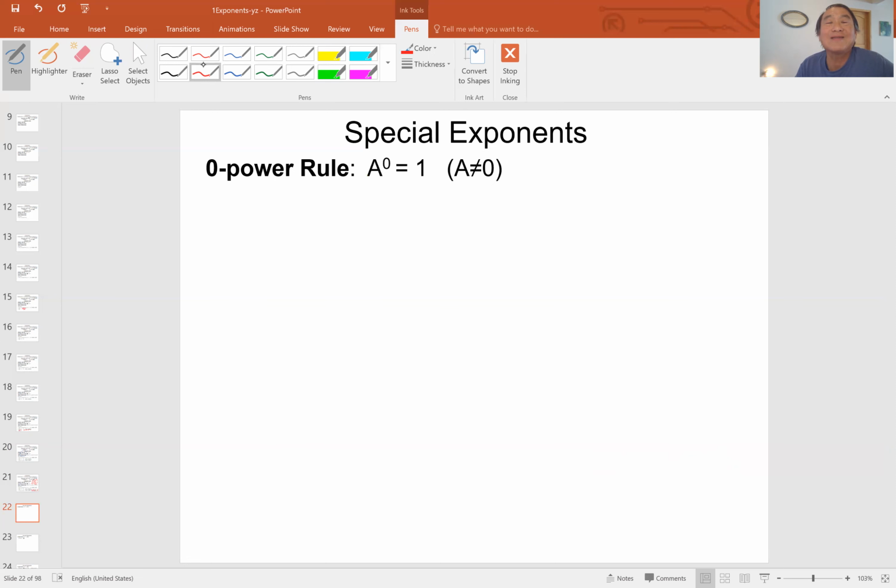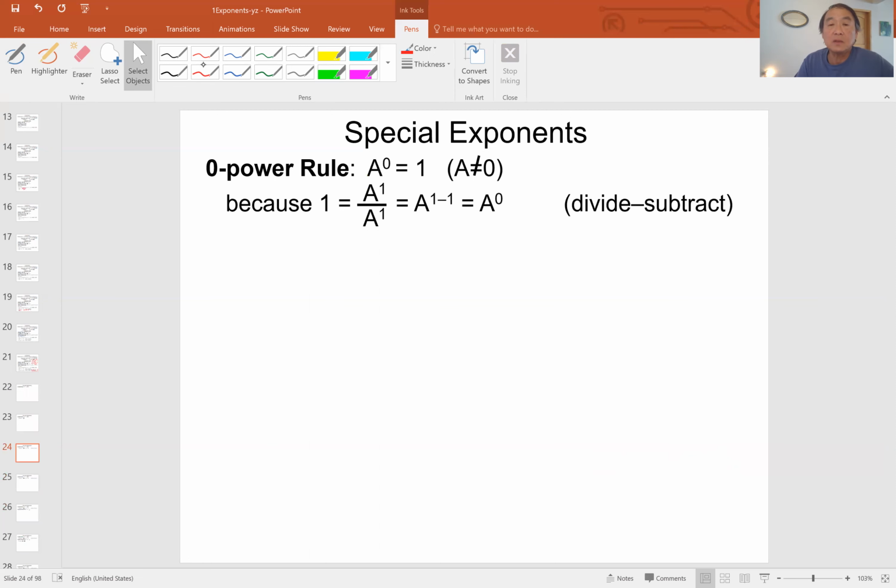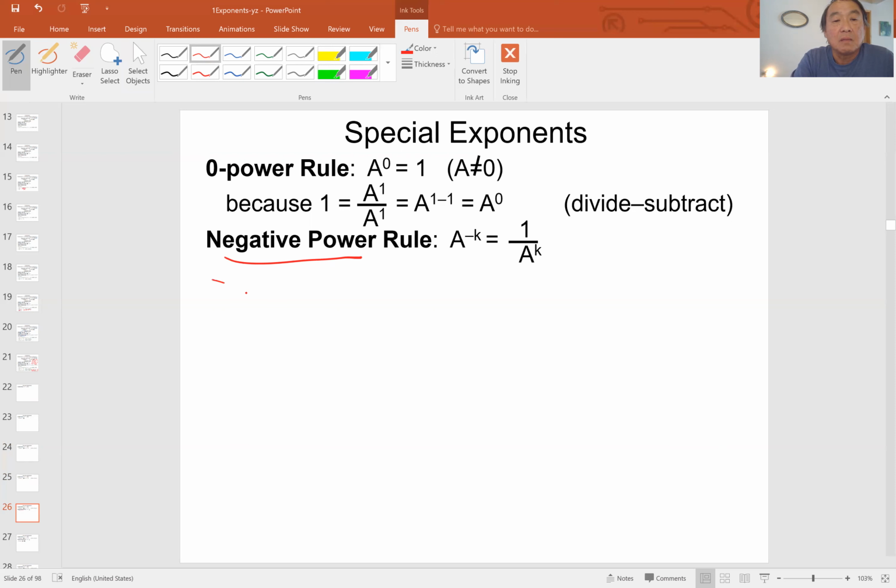How do we get a to the 0 power? We divide a by a, because that's 1. But on the other hand, when we divide a by a, we subtract the exponents, and now I'm going to get the exponent 0. So 1 is the same as a to the 0. How about negative power? Negative powers means to flip, or reciprocate.